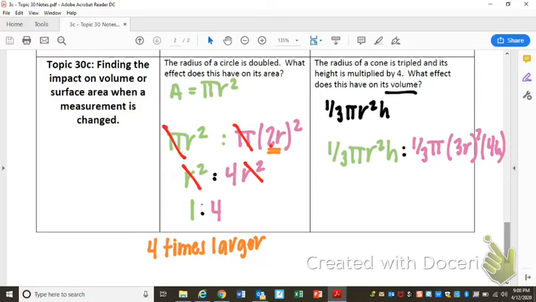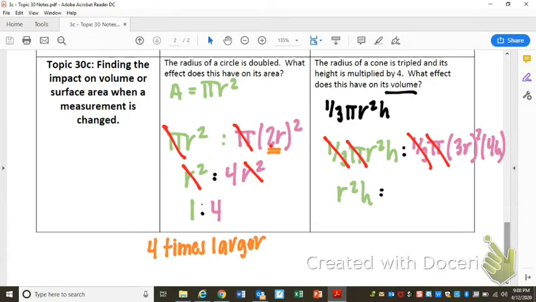At this point, go ahead and cross off anything that is exactly the same. So 1/3 and 1/3 are exactly the same. Pi and pi are exactly the same. We have r squared, but then we have 3r and all of that together squared. So that's not exactly the same. And then we have an h, but right now we're in parentheses and we have 4h. So those aren't exactly the same either. So let's drop down what we did not cross off. So we have our r squared h and our ratio symbol.